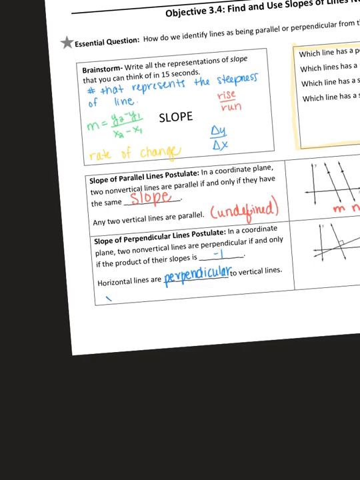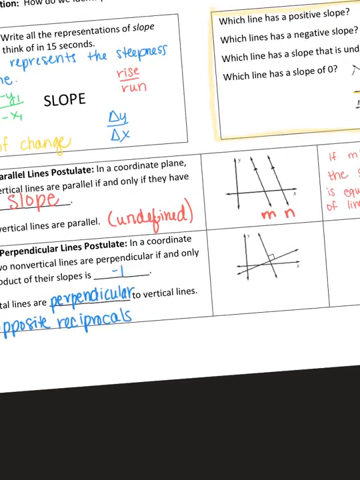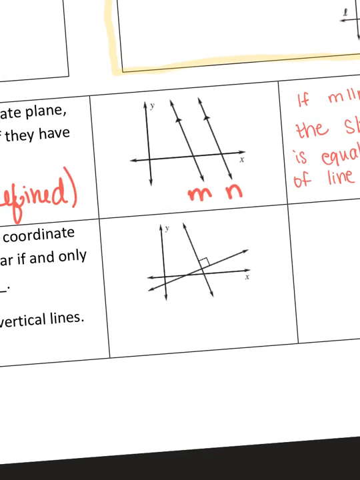Another way to think about the slopes of perpendicular lines is that their slopes are opposite reciprocals. Opposite reciprocals. So if we look at these two slopes, let's talk about the idea of them being opposite reciprocals. If I call this line M, okay, it has a positive slope that is probably less than 1. And if I look at this line, which I'll call N, it has a negative slope that is probably greater, well, it would be greater than 1 if M is less than 1, okay?